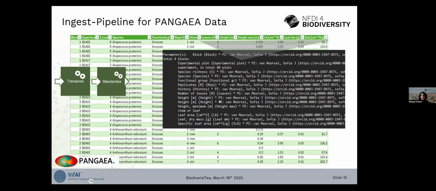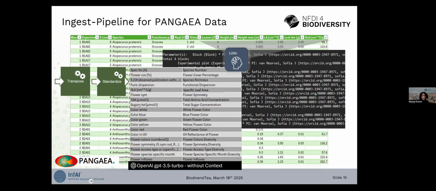So what we are working on is to help this process with large language models, and basically try to generate from the original names standard names. For instance, here you can see the SLA, which has been detected as specific leaf area, or TAA, for instance, as total amino acid concentration, and so on.